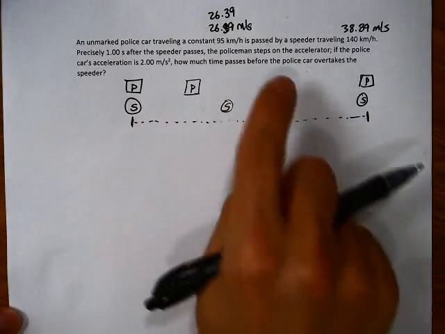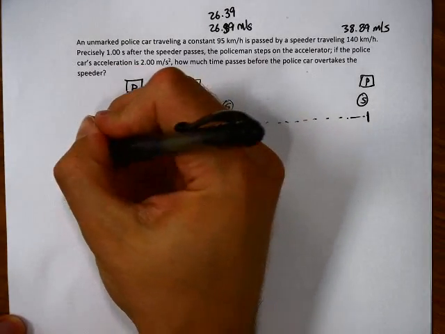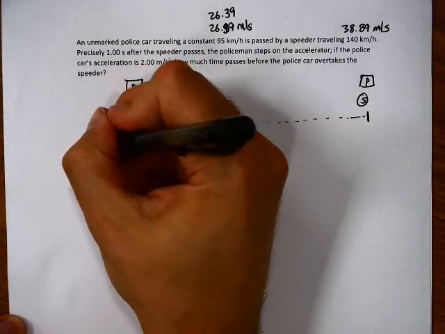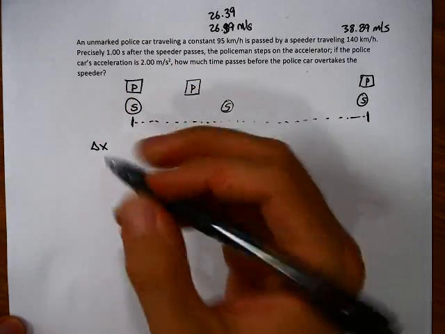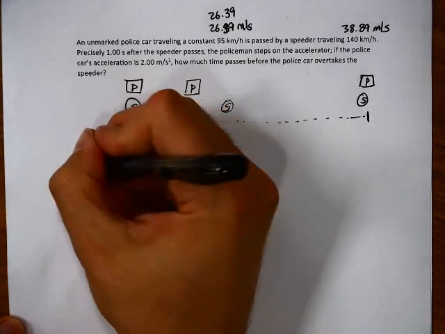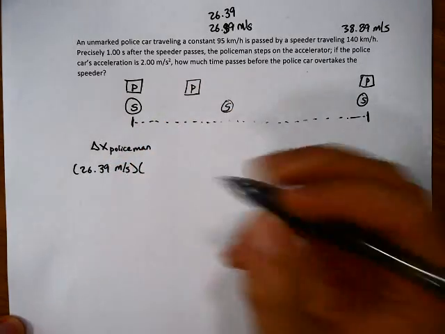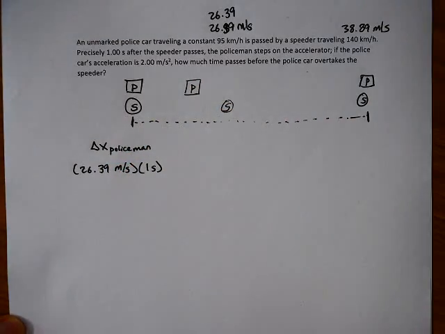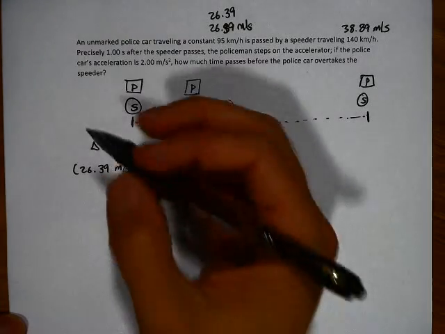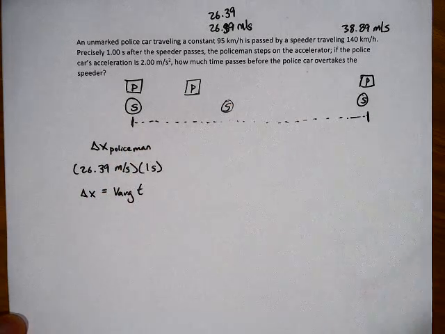So the policeman, initially, for the first second, is just going 26.39 meters per second. So the delta x of the policeman, the displacement of the policeman, is 26.39 meters per second times 1 second. That's how far it goes in that first second. Then we're going to tack on how far it goes in remaining seconds. What I'm using right here, of course, is just the fact that delta x is v average times t.